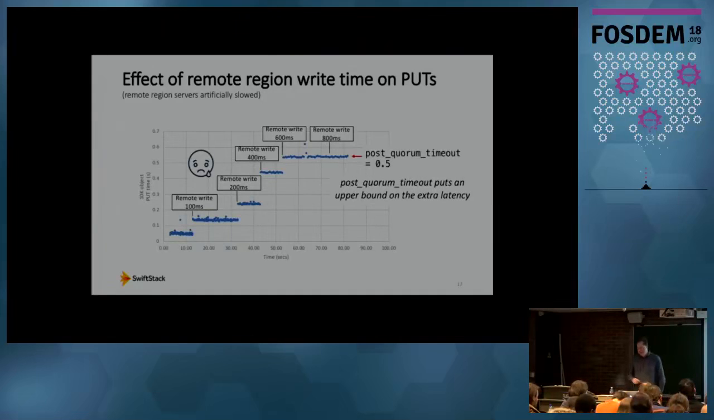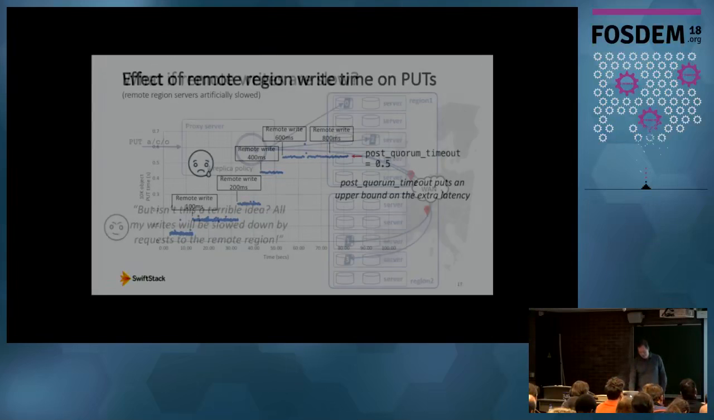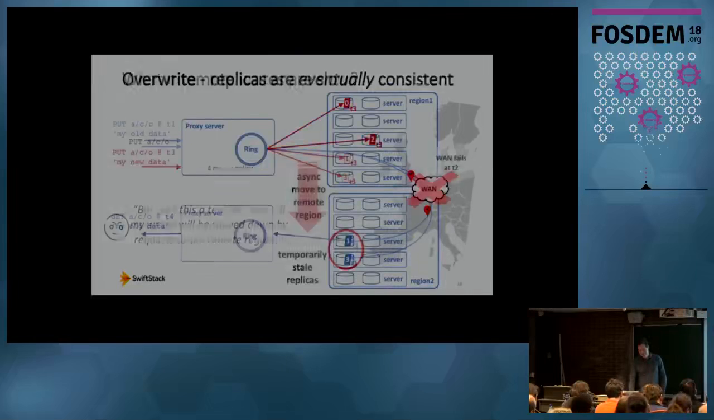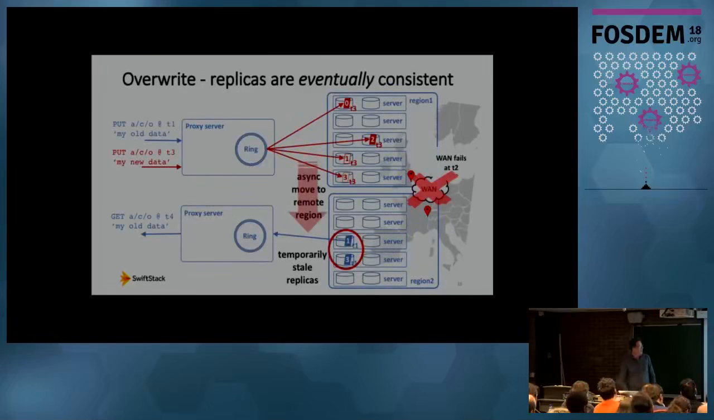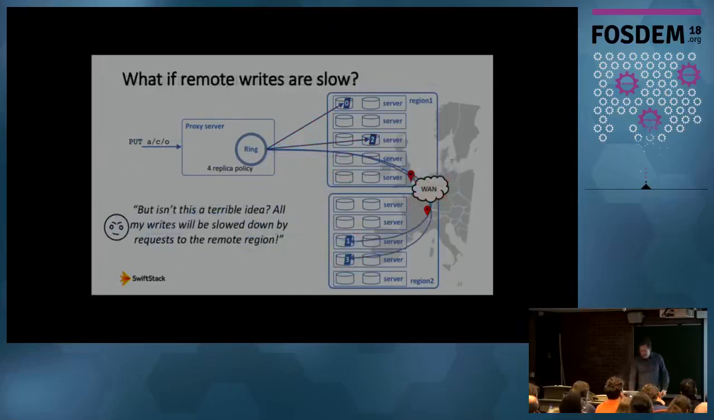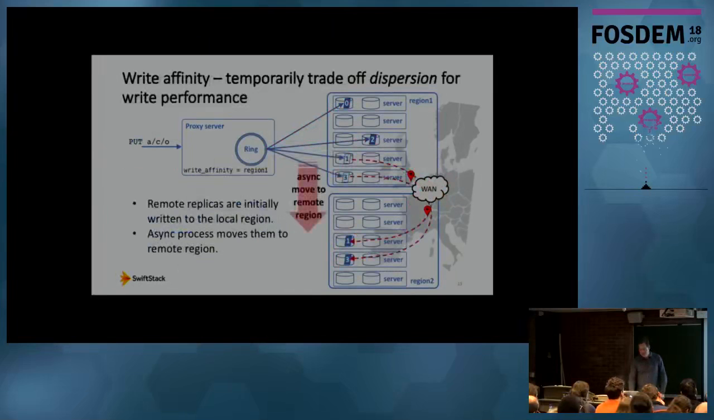So is there anything that we could do to improve this write performance when we have distributed regions? Well, if we think back to what happened when the WAN failed, then what I described was that the ring would just write all 4 replicas into the local region. So how about if we just deliberately did that all of the time? And that's a mode that Swift has that's called write affinity, as opposed to read affinity.